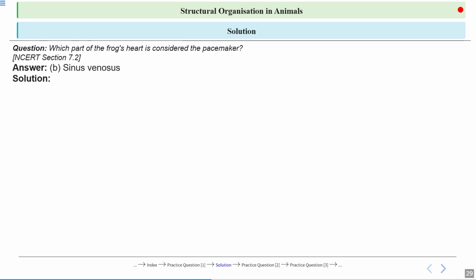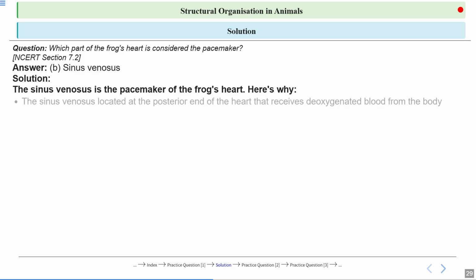B, sinus venosus. The sinus venosus is considered as a pacemaker. And why? Let us find out. The sinus venosus is located at the posterior end of the heart and receives the deoxygenated blood from the body. This venosus part is present at the posterior part of the heart, and it receives all the deoxygenated blood, coming from the upper part of the body as well as the lower parts of the body, right?